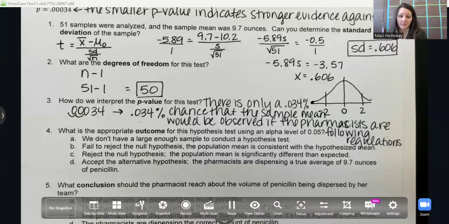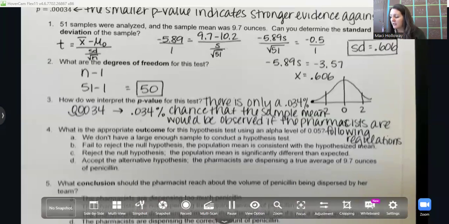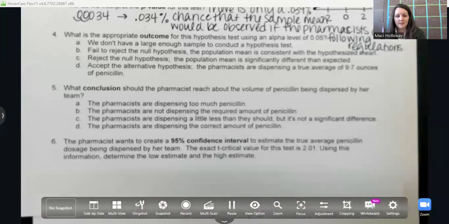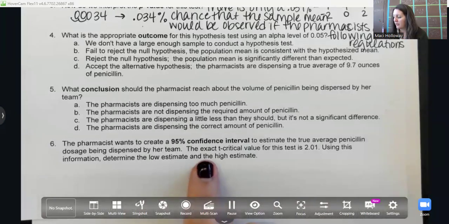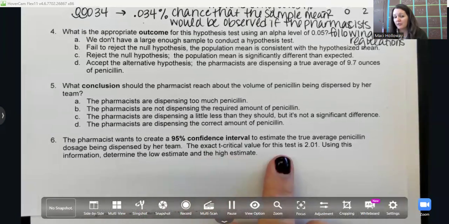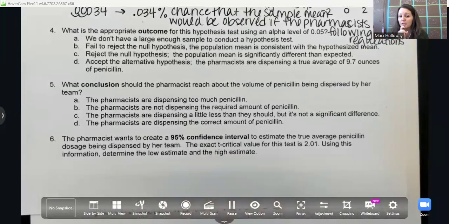So good thing the lead pharmacist went through and did that study. So please complete 4, 5, and 6. Show me when you have finished that so I can check off on that. So here's the exact t critical value for you, and I've kind of already given you a little graph of that. So you should be able to do the rest on your own and then check with me.